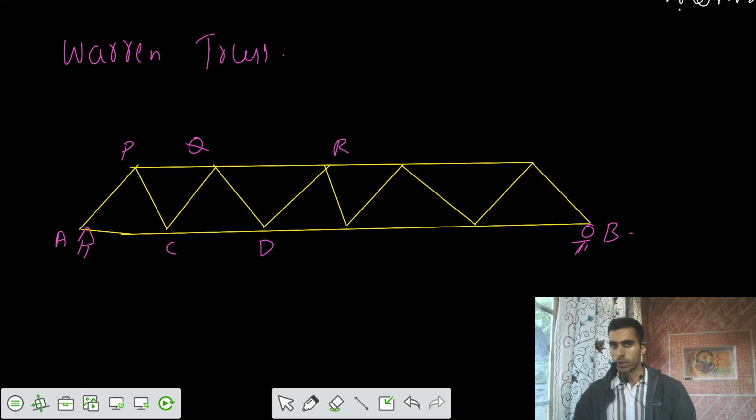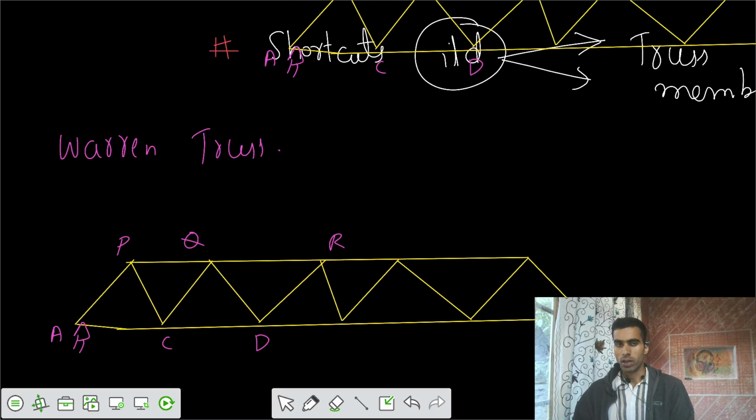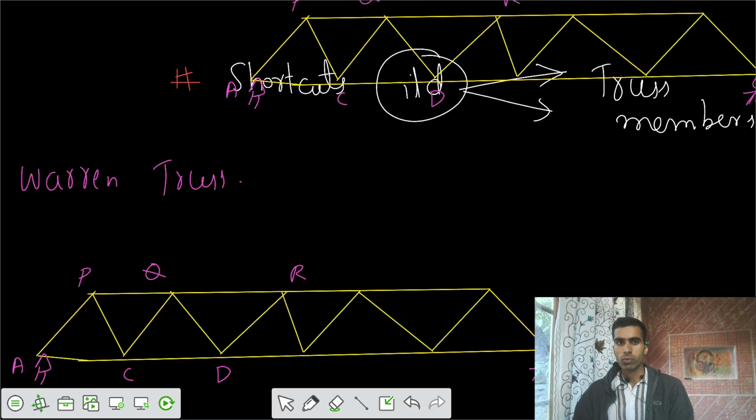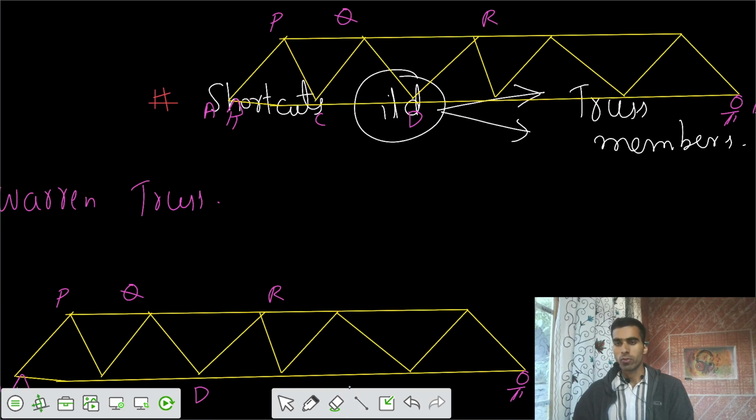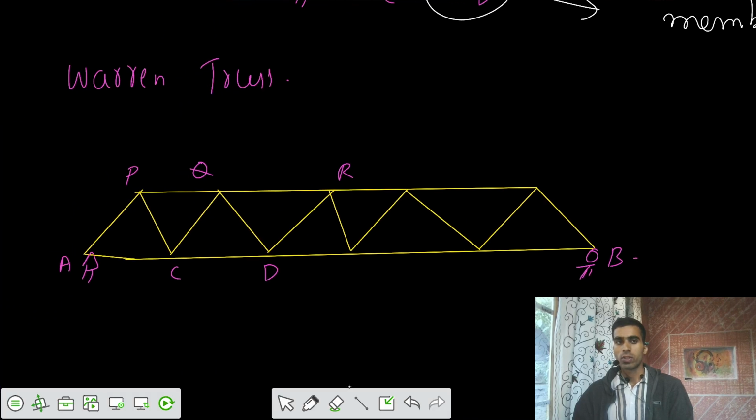Hello, this is Concrete Path and the final lecture for influence line diagrams. And this one would be shortcuts to get the influence line diagrams for your members of the truss. Let's go one by one.